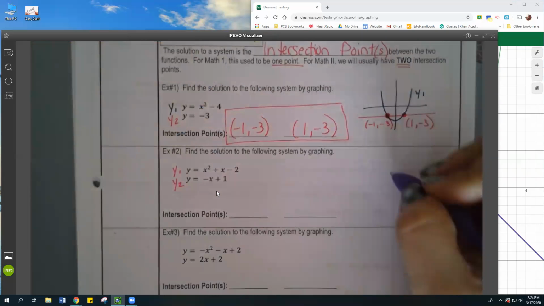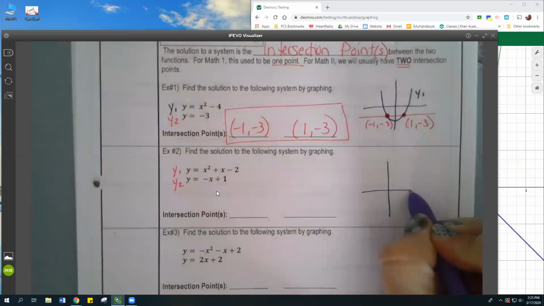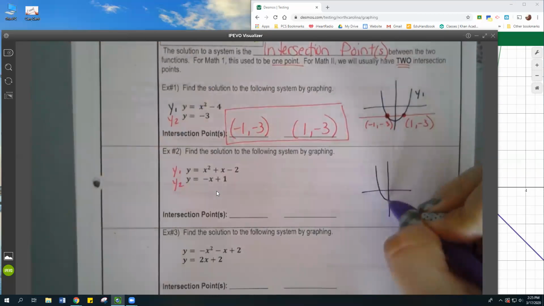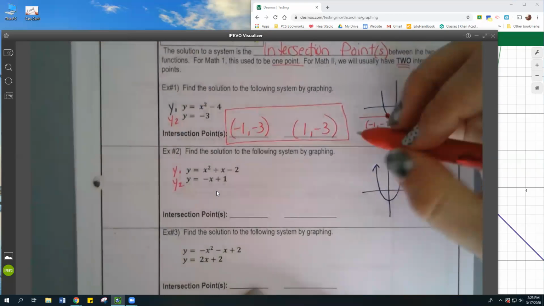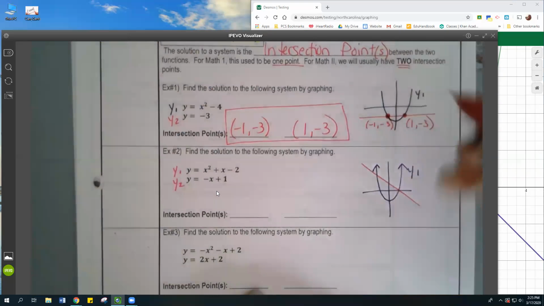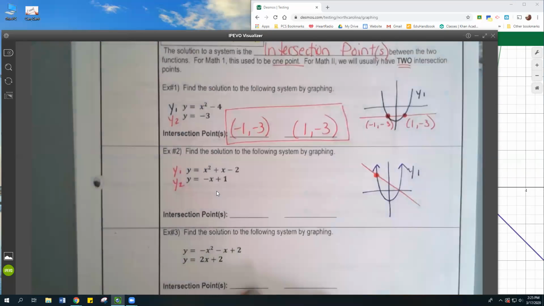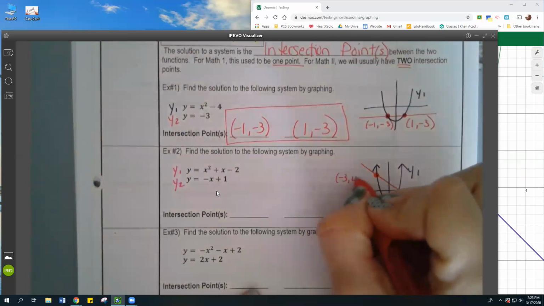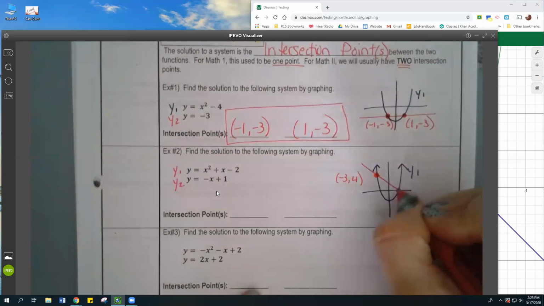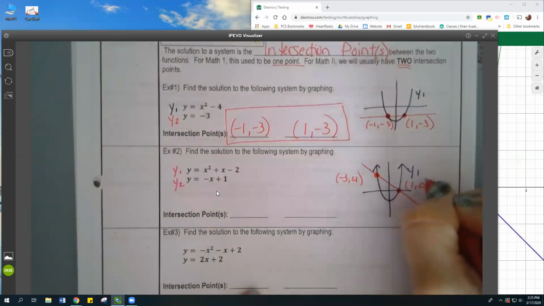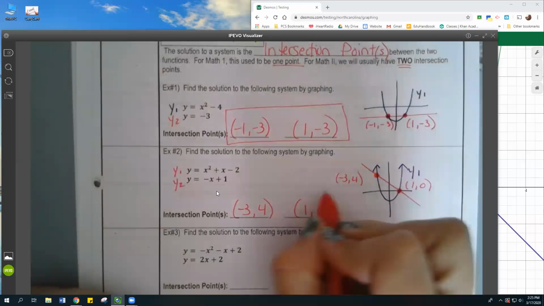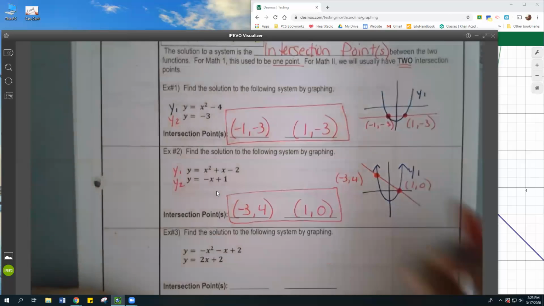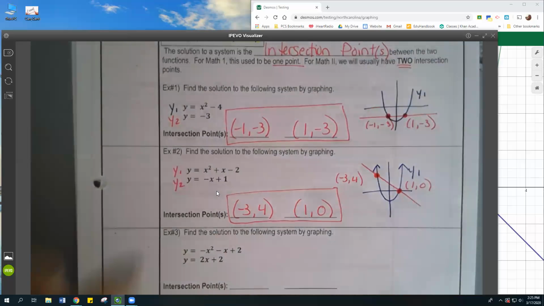All right, so let me go back. I'll do a quick sketch again for you. So I had my quadratic looking like this. That was y1. And then my linear equation went like that. So here was one solution or intersection at -3, 4. And then this is an intersection at +1, 0. And there it is, two solutions for this system. It was a quadratic and a linear, so two solutions there.